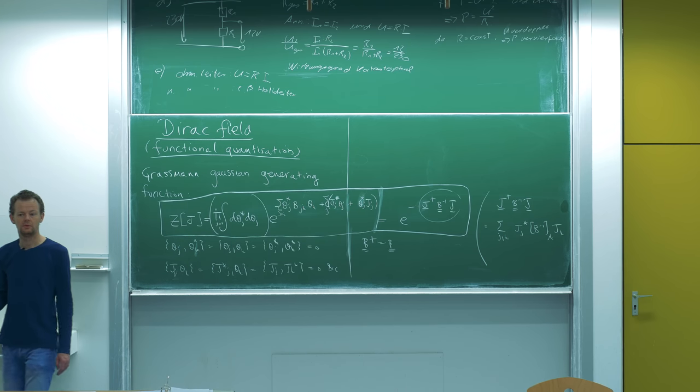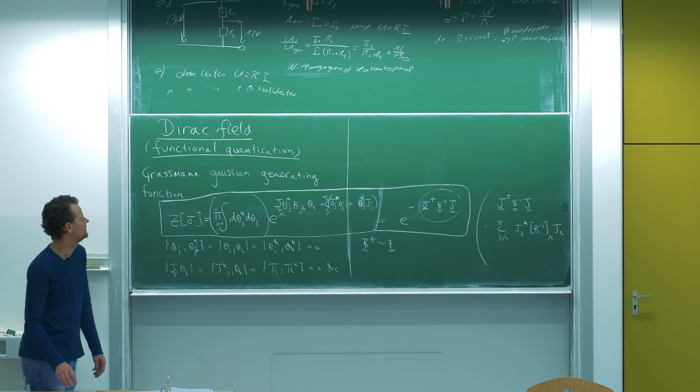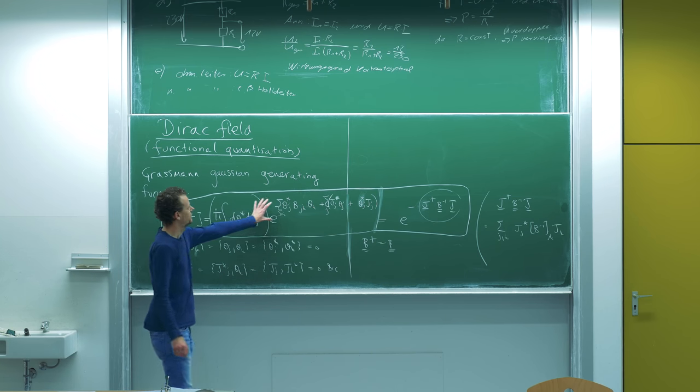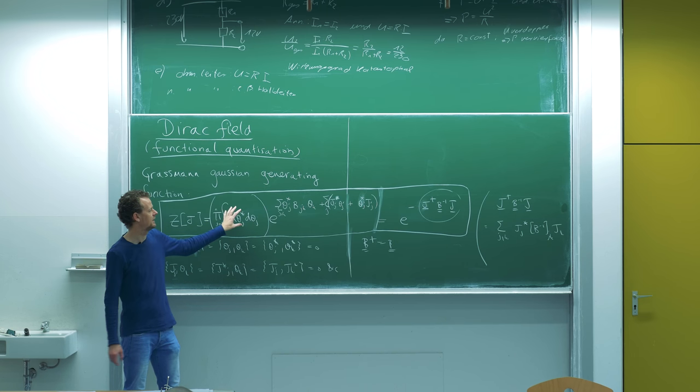So you are all more or less aware of this result now. If you haven't done it already, then you will do it, and then you will be able to use it at your leisure. This is the basis for the functional integral quantization of the Dirac field, this single result here. We'll get to that in a second.